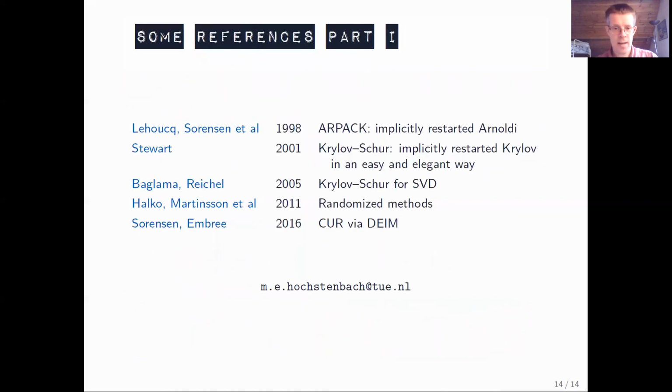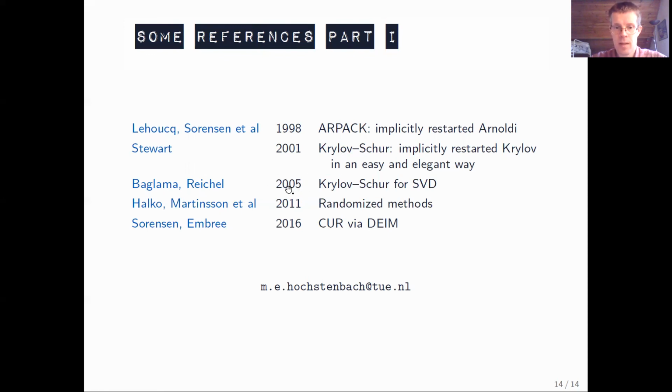Okay, just to finalize, here are some of the references. I made this really brief. Here you see the development. In the 90s, there was the development of the implicit Krylov methods. Just 20 years ago, there was this very nice paper by Stewart on Krylov-Schur, which uses the Schur decomposition to do the same. It's much easier than the theory about ARPACK. It is a little bit more limited, but nowadays this difference has been bridged.